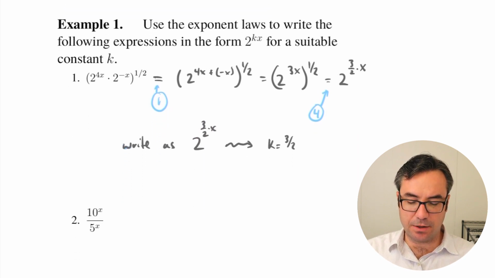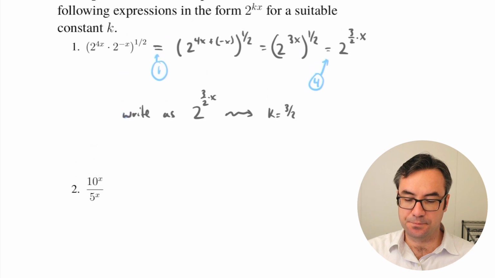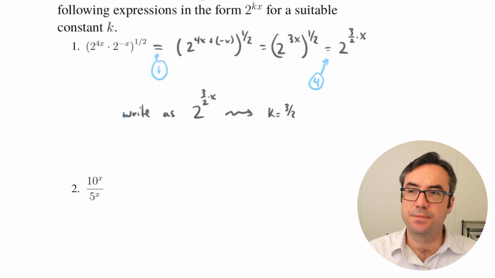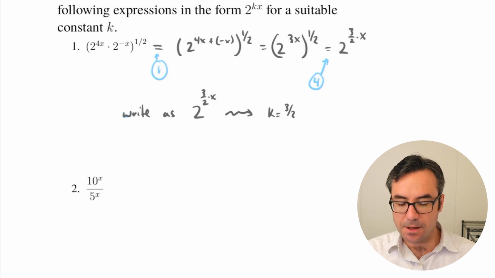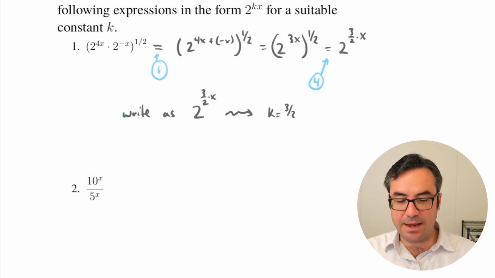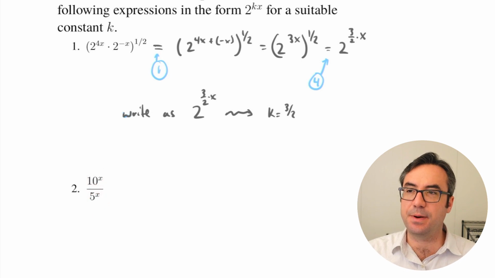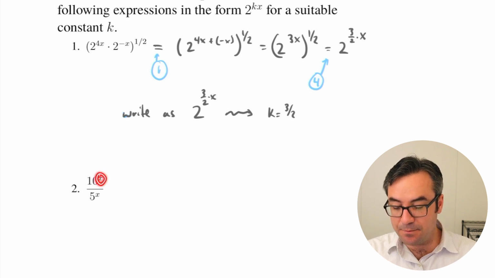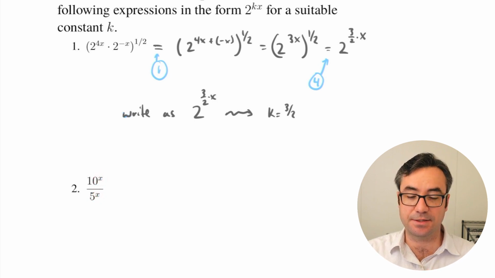All right, let's try another one of these. So again, we have a kind of complicated exponential term here, and we want to simplify this down as much as we can. All right, so what do we have? When I look at this, we have 10 raised to the power x divided by 5 raised to the power x. And for this one, we want to get it into the form 2 raised to the power kx. I don't see any 2's yet. But what I do see is that both of them have the same exponent. They're both raised to the power x.